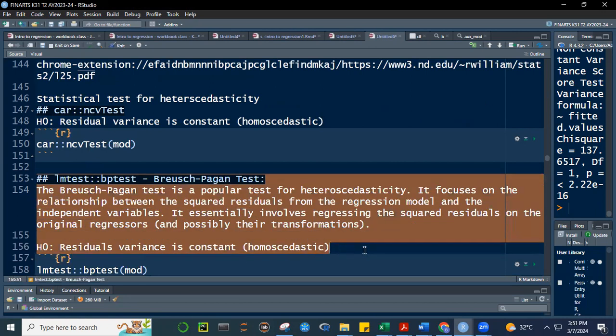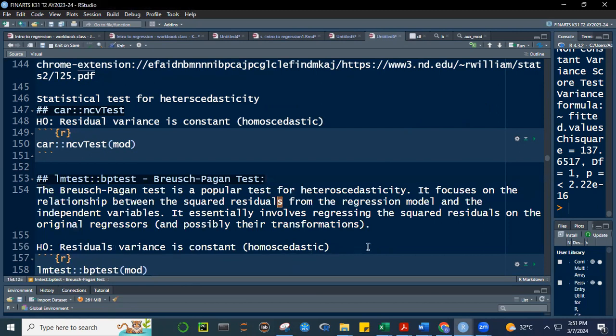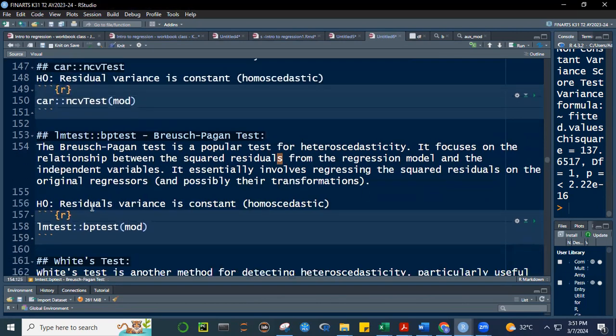Ito naman yung Breusch-Pagan test. What does the Breusch-Pagan test tell us about the residuals? Same din yung null hypothesis niya, no? Residual variance is constant. Okay, once again, class, 1 or 2?